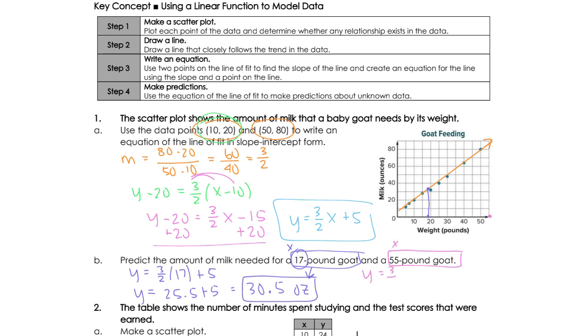So we're going to go ahead and plug in 55 for x now. So y equals 3/2 times 55, and then plus 5. This would give us 82.5 when you multiply 3/2 by 55, and then add 5 to that. So we would get a final answer of 87.5 ounces. So that would be what a 55-pound goat would require. So notice that you have two answers here. Make sure you try to stay organized in your way of answering these two questions on part B.